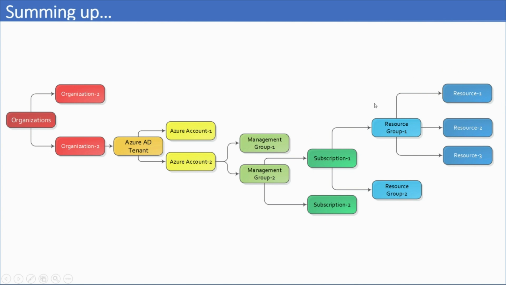And we have seen this resource and resource group combination in our earlier video, and so these form a subscription. A subscription is tied up with the management group, and this one is tied up with an Azure account. An Azure account is tied up with the Azure AD tenant. In turn, it goes to the organization. And this is the hierarchical order of subscription.